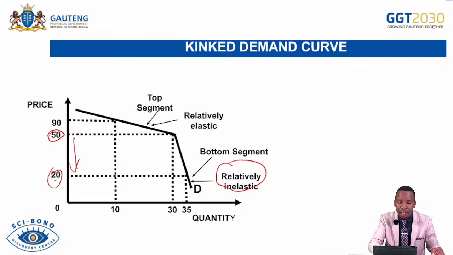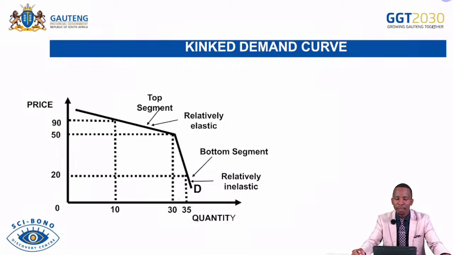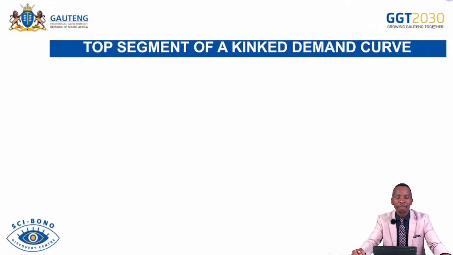This simply means that within this distance, consumers are not very sensitive to the decrease in price because all competitors are selling the same product at the lower or the same price. So consumers will not be leaving their suppliers for alternative suppliers because all of them are selling at the same price. So that creates what we call the bottom segment.